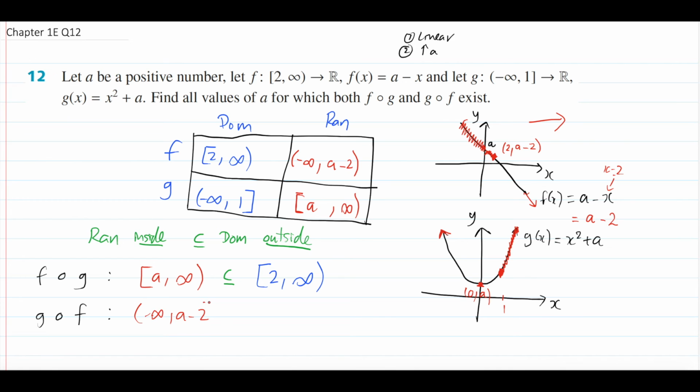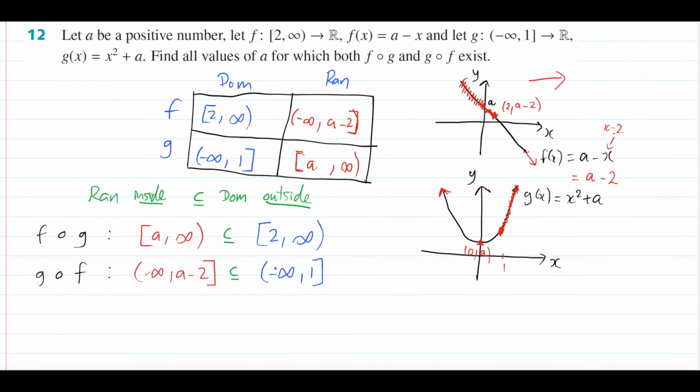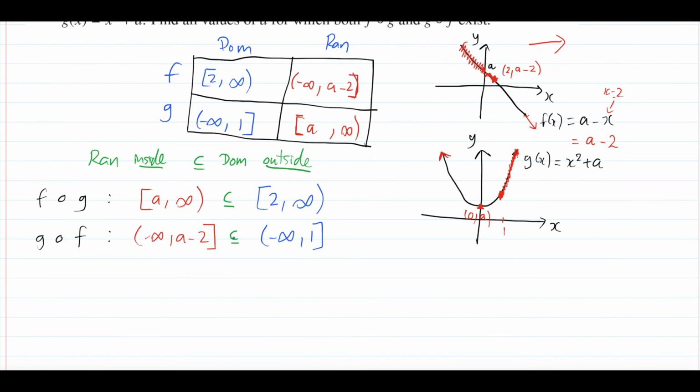And apologies, this should be inclusive, so I'll put that as inclusive right there, because a minus 2 will include this point, and that is a subset of domain of the outside, right? So G, what is domain of G? Well, again, negative infinity to 1. And there we go.